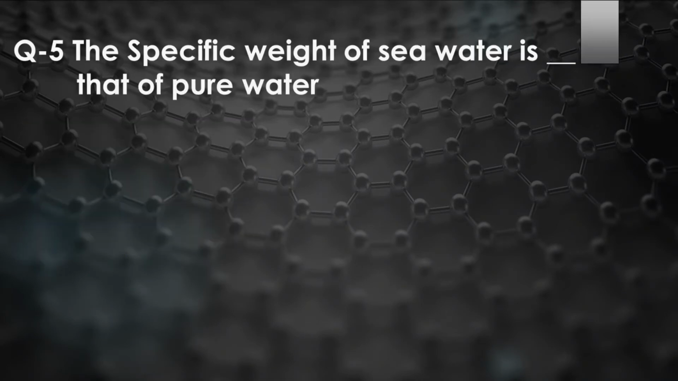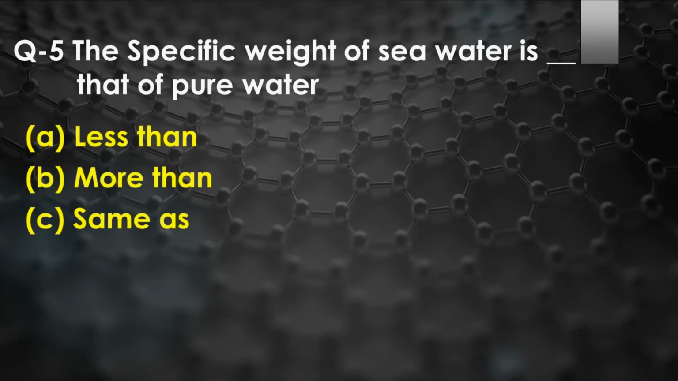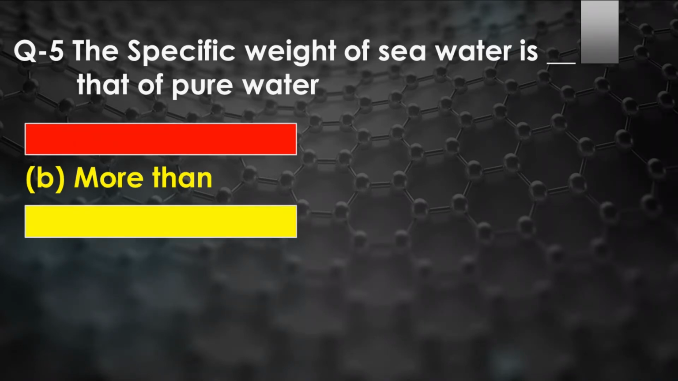Question number 5. The specific weight of sea water is dash that of pure water. Option A, less than; option B, more than; option C, same as. We know that when salt concentration in water increases, its density increases. So in case of sea water, the density or specific weight is more than that of pure water. So the right answer is option B.